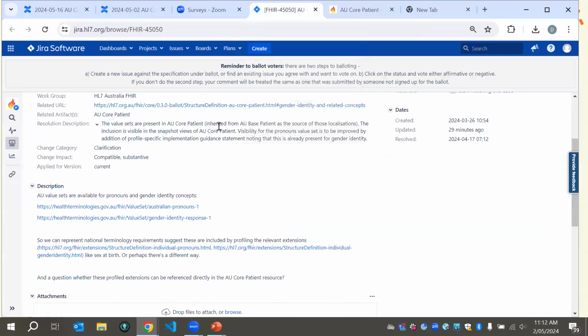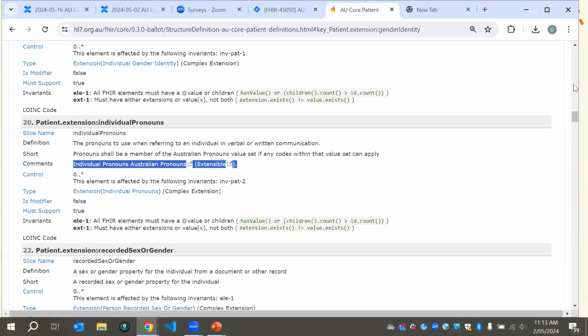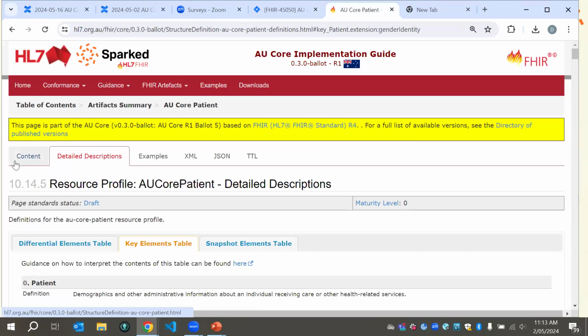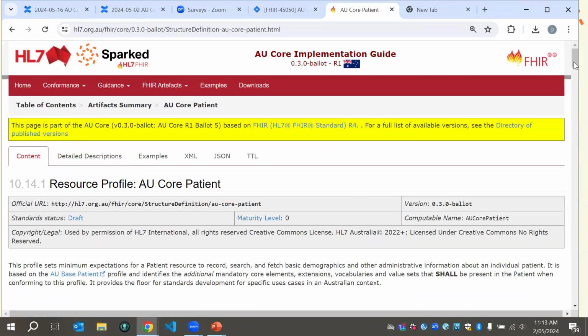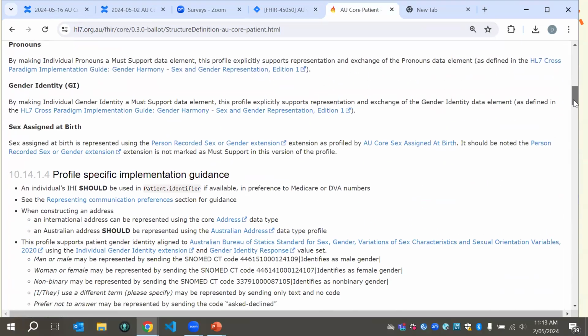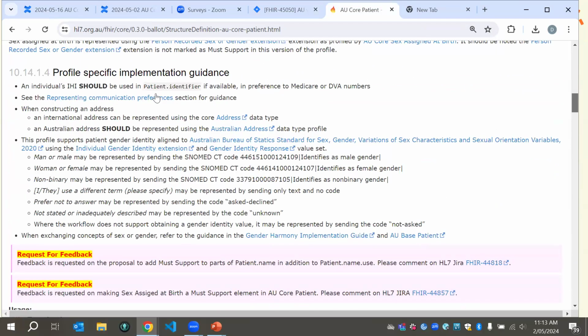Okay. So the suggested resolution was that the visibility for the pronouns value set could be improved by the addition of profile-specific implementation guidance, noting that that was already there for gender identity, but an equivalent could be provided for pronouns, so that it is also under the profile-specific implementation guidance, which I'll just scroll down to here. So that was the proposed resolution.